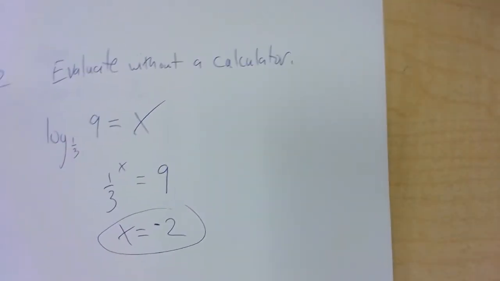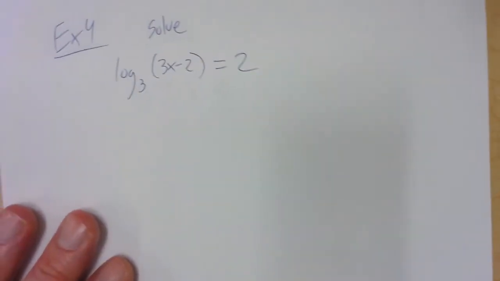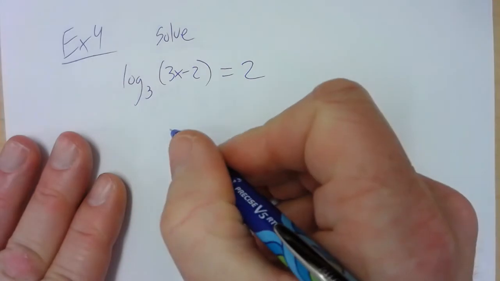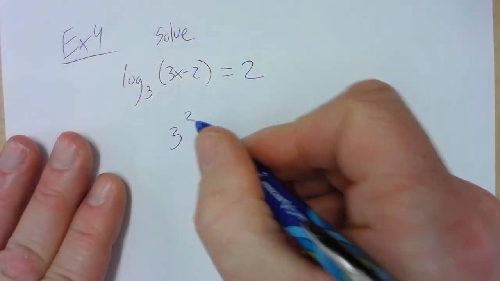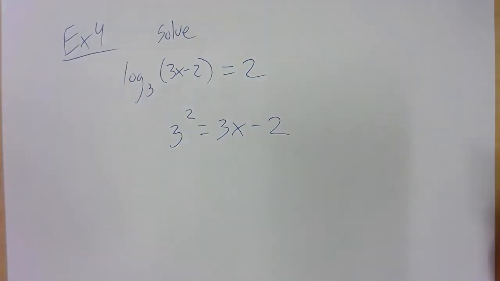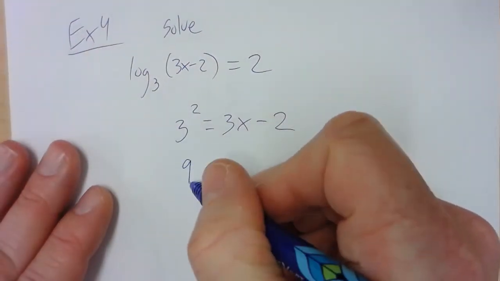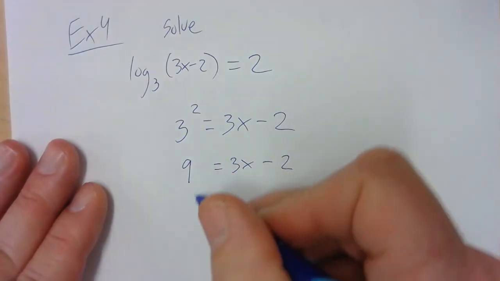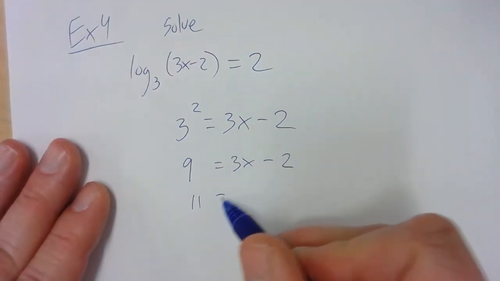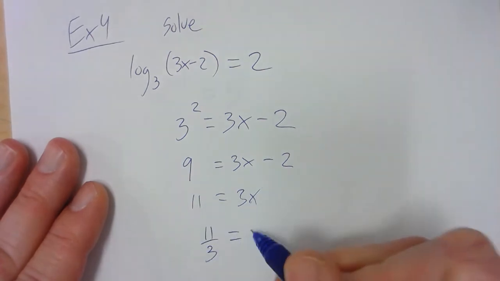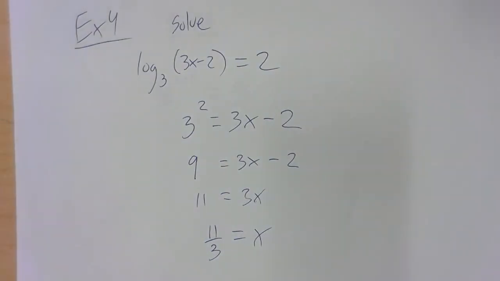All right, last 2 examples. So I'm going to rearrange this and solve for x. So base is 3, exponent is 2, and that's 3x minus 2. Now this is simple algebra from here. This is 9, and then 3x minus 2. Add the 2 over, 11 is equal to 3x, divide, 11/3 is equal to x. So that's the answer for that one.